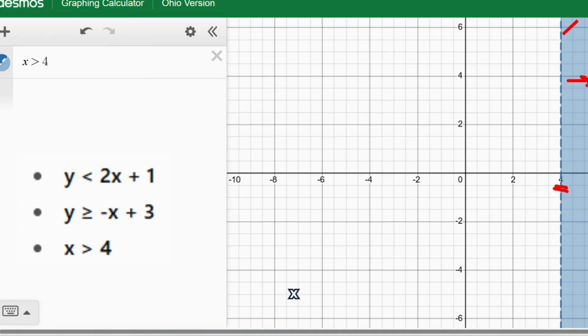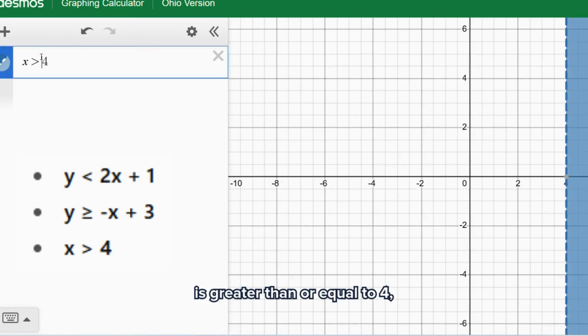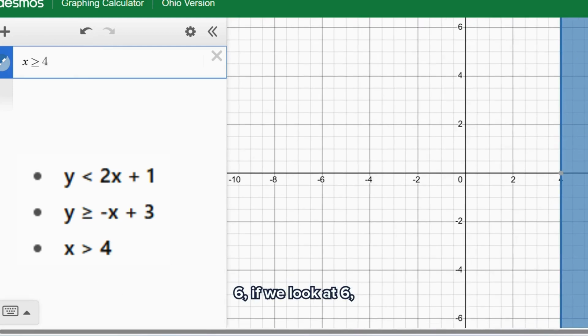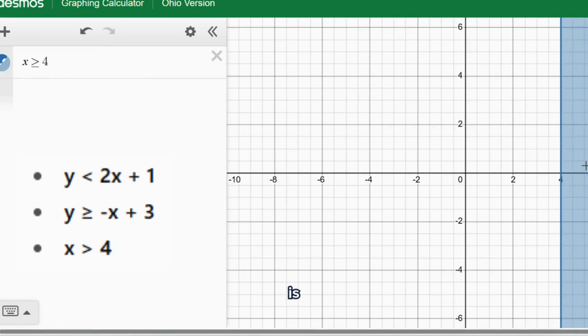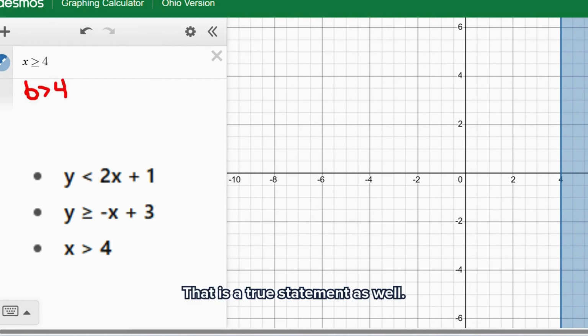If it was x is greater than or equal to 4, the line would be solid, and every point on the line x equals 4 would be part of the solution, right? 4 is equal to 4. That is a true statement. 6, if we look at 6, is greater than 4. That is a true statement as well.